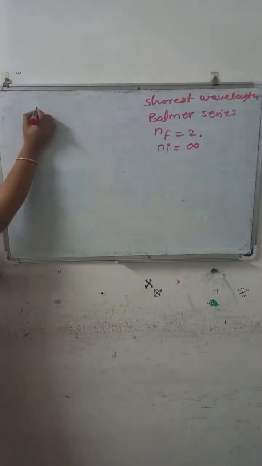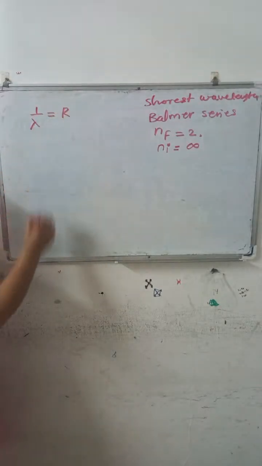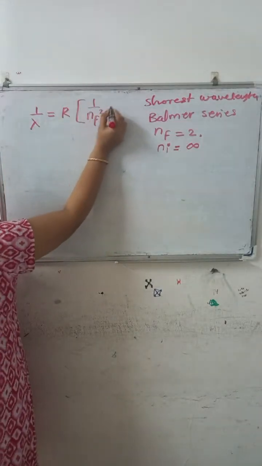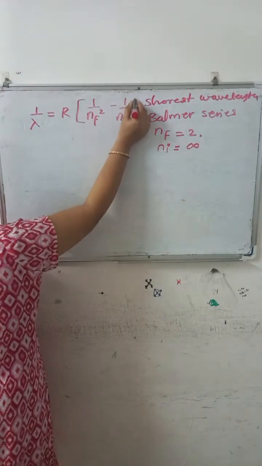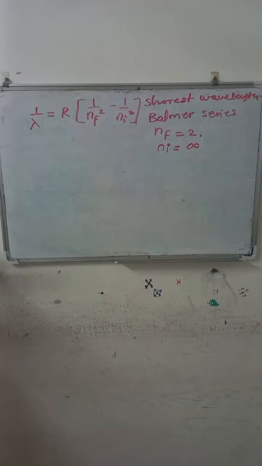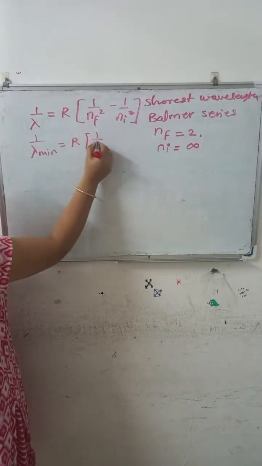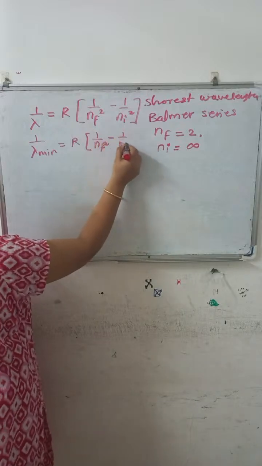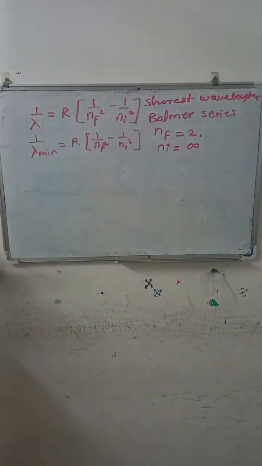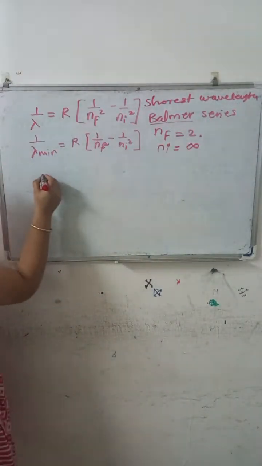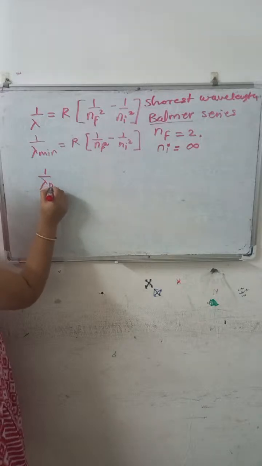We know the formula 1 by lambda is equal to R, where R is the Rydberg constant, times inside the bracket 1 upon nf square minus 1 upon ni square. Okay, this formula we have. Here they are asking shortest, that is lambda minimum. We can modify it and then substitute the values. Balmer final is always 2.